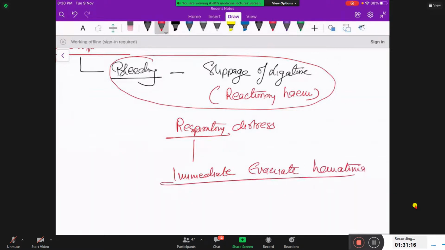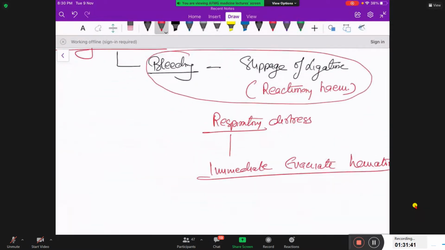How will we evacuate the hematoma? By giving an incision? The incision is already there, by opening the sutures. So immediately open sutures. Very important. Immediately open sutures and evacuate hematoma and relieve the pressure over the trachea.